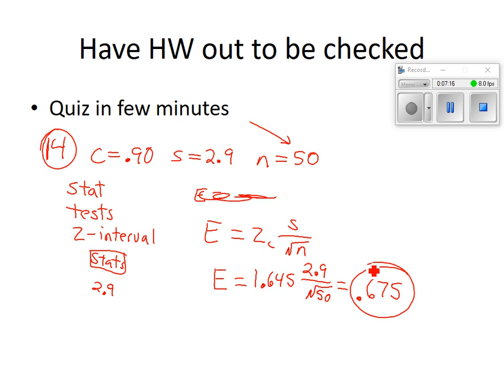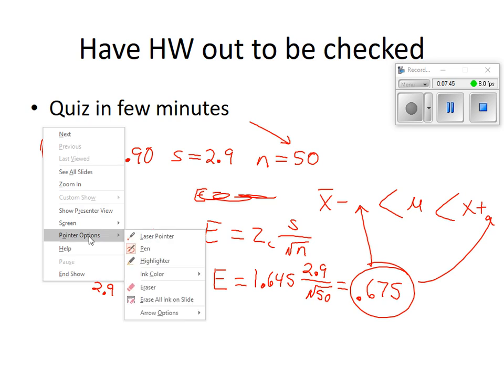Now, what you started to say a second ago, if they told us X-bar, then we take X-bar minus that, less than mu in the middle, less than X-bar plus that. That's finding the actual interval, like the calculator would give you. Next question. 25.